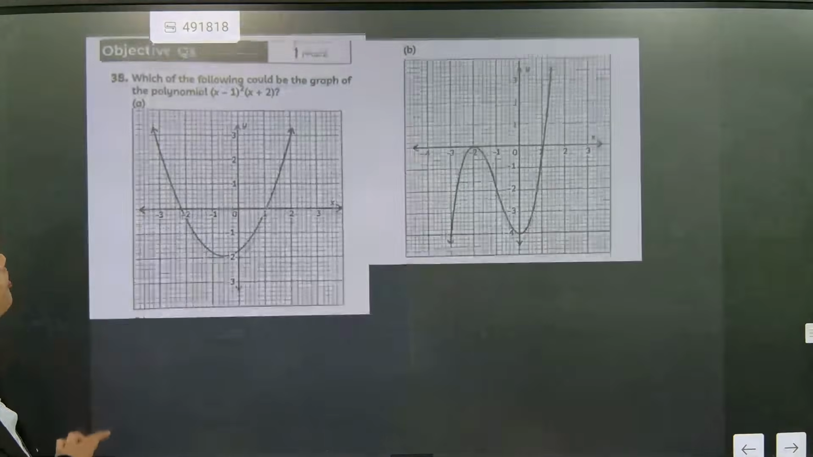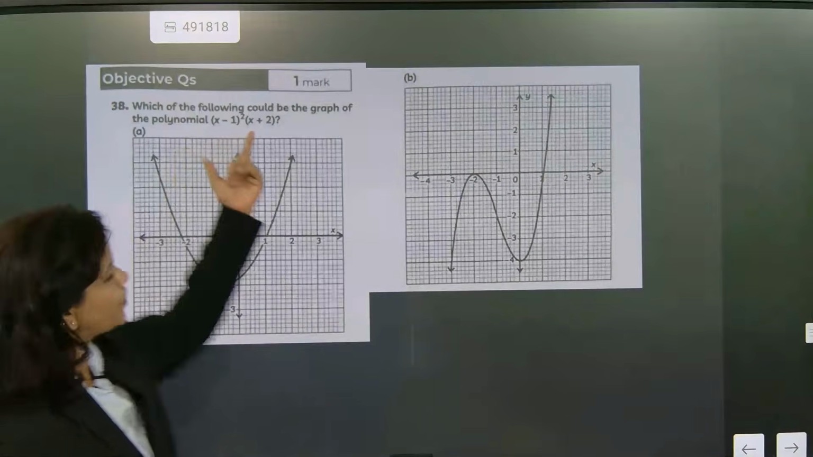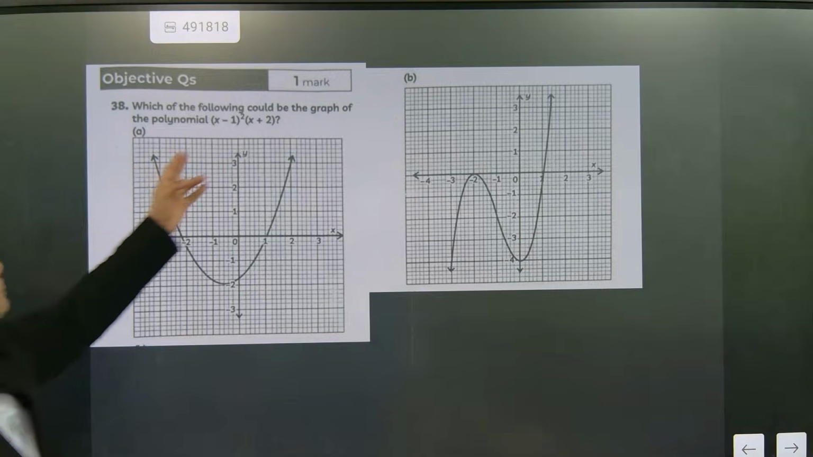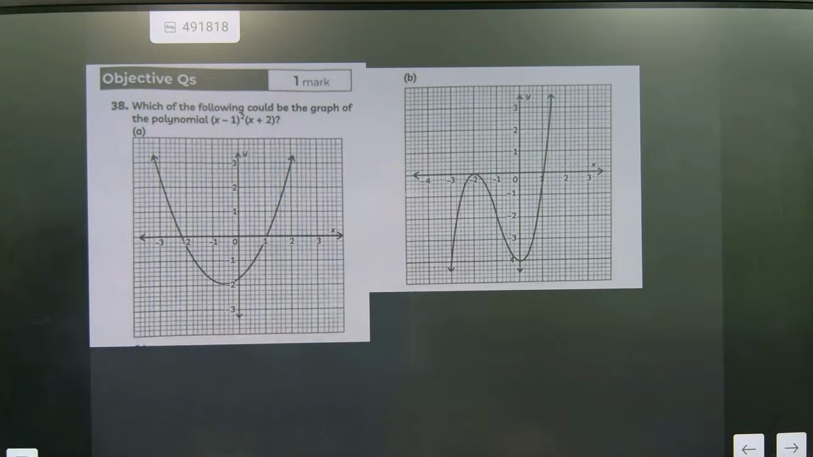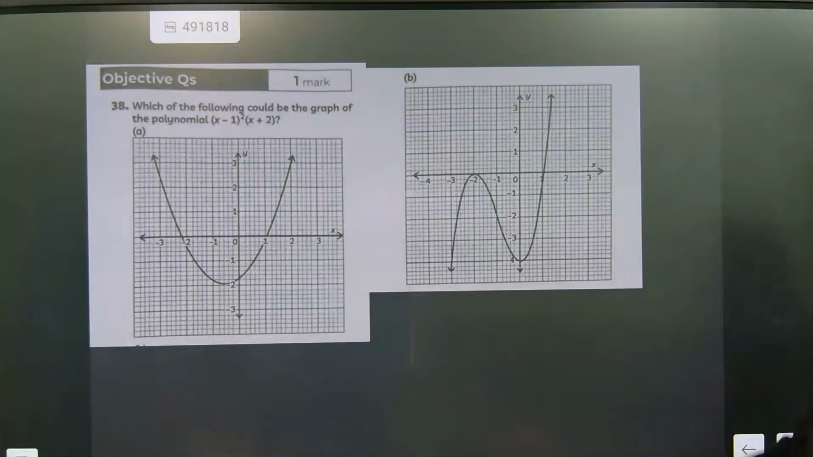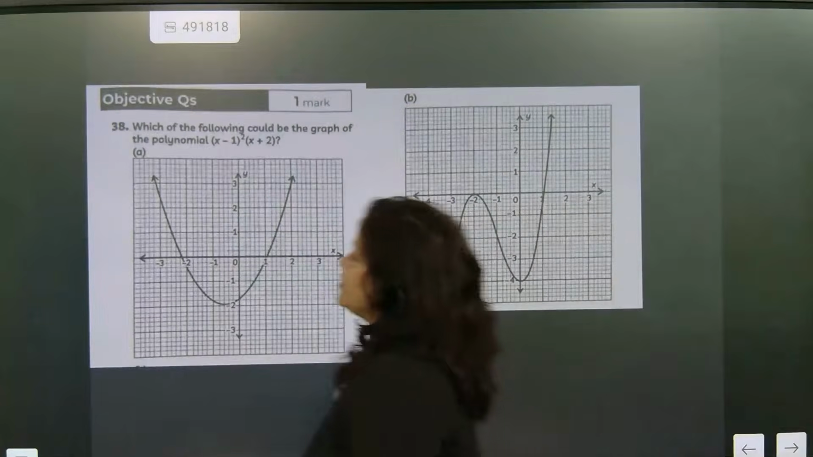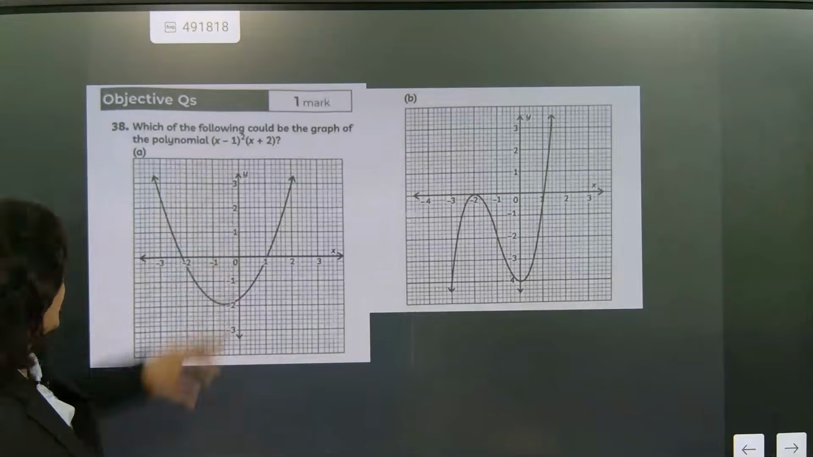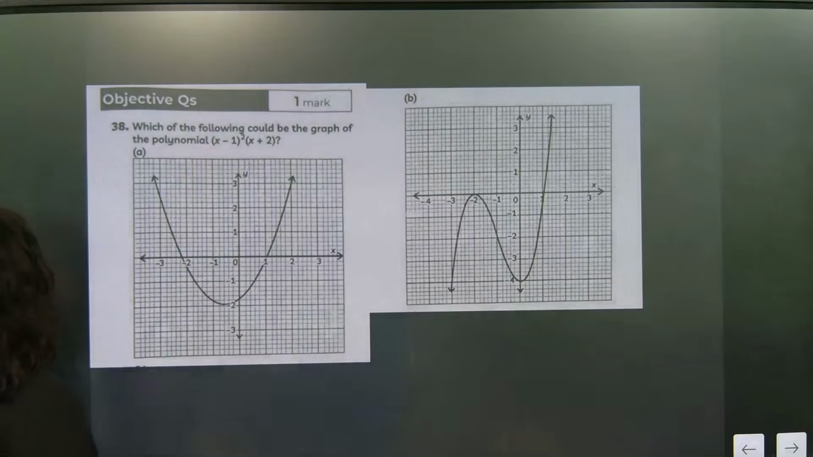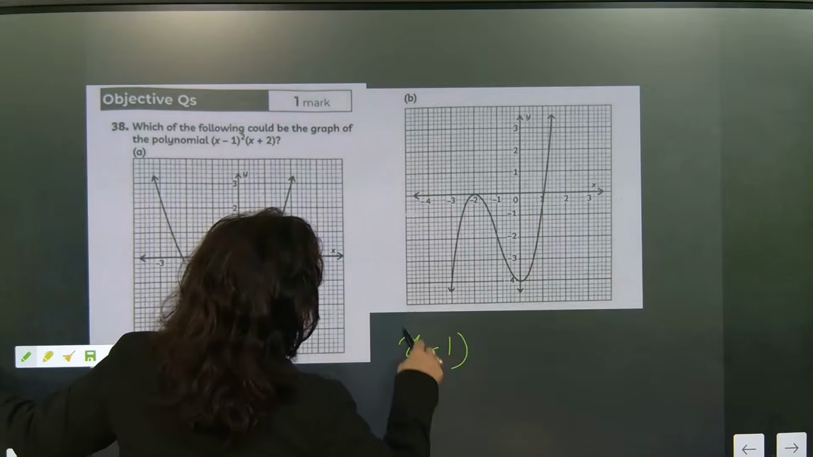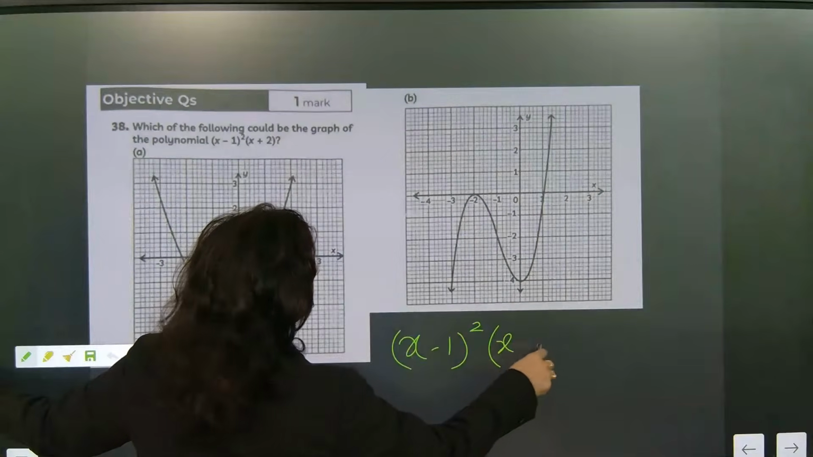See, can we see the next question? Which of the following would be the graph of this one? How to come to know that? Which one is the graph of x minus 1 whole square into x plus 2? Come on children, start trying that. Look here, if it is quadratic, then it will be a parabola. If it is cubic, then it will not be a parabola. So how to catch this part? I am going to explain this section. x minus 1 whole square and x plus 2 is there.